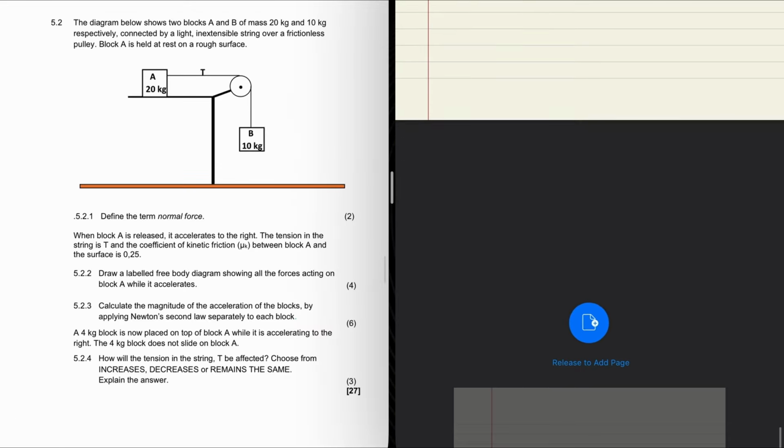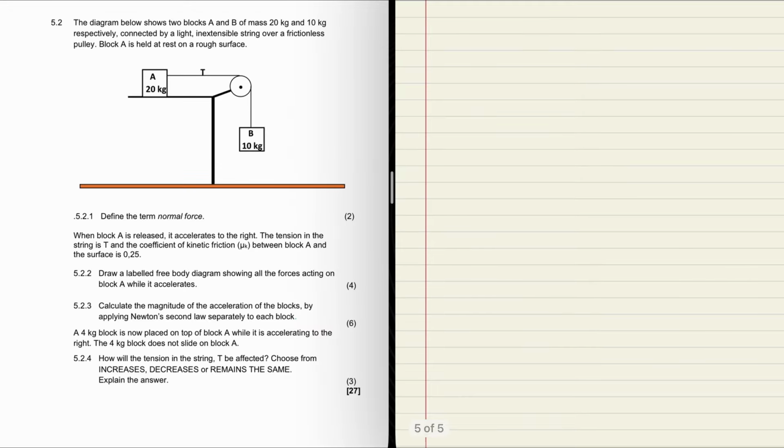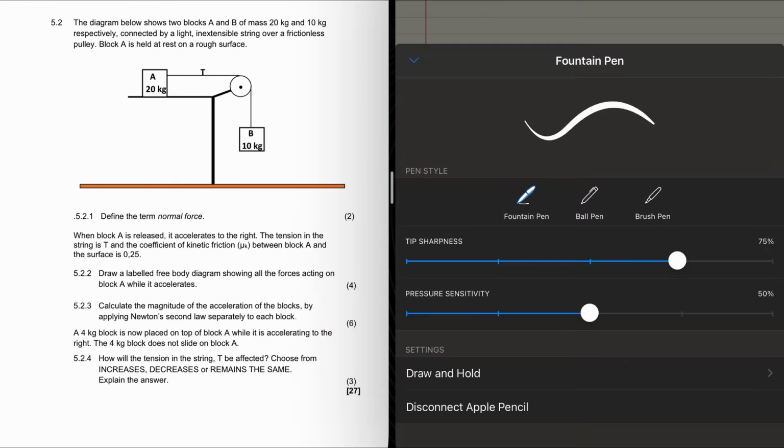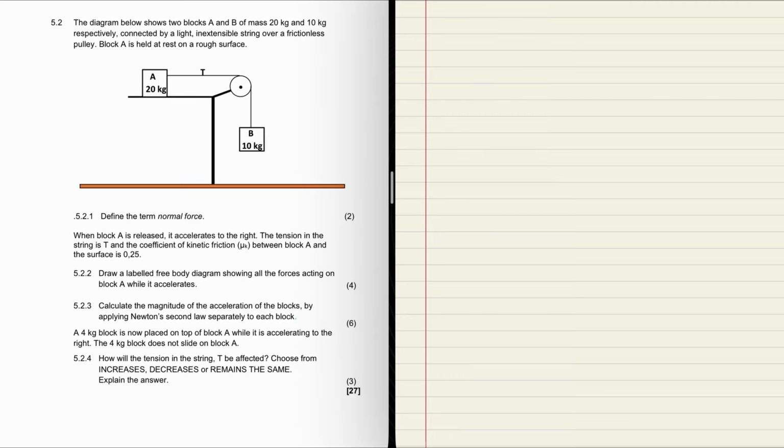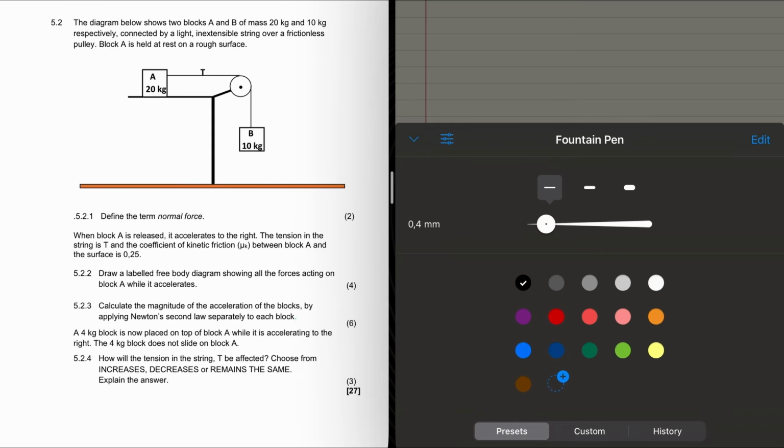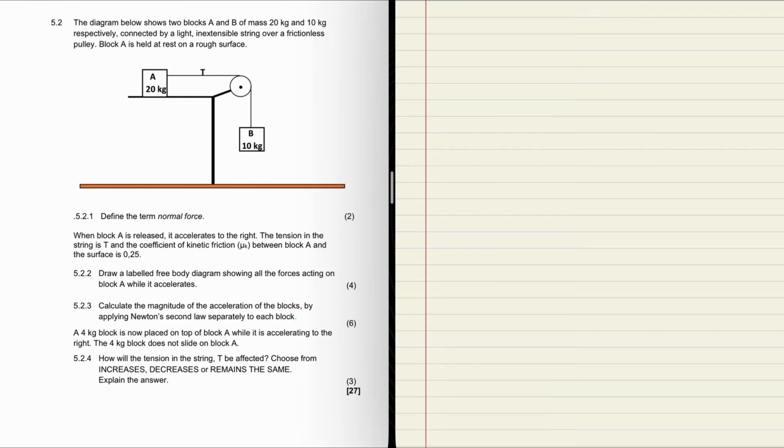Let's move on to question 5.2. The diagram below shows two blocks, A and B, of mass 20 kilograms and 10 kilograms respectively, connected by a light inextensible string over a frictionless pulley. Block A is held at rest on a rough surface. So we've got this diagram, and 5.2.1, define normal force. We'll come back to it.